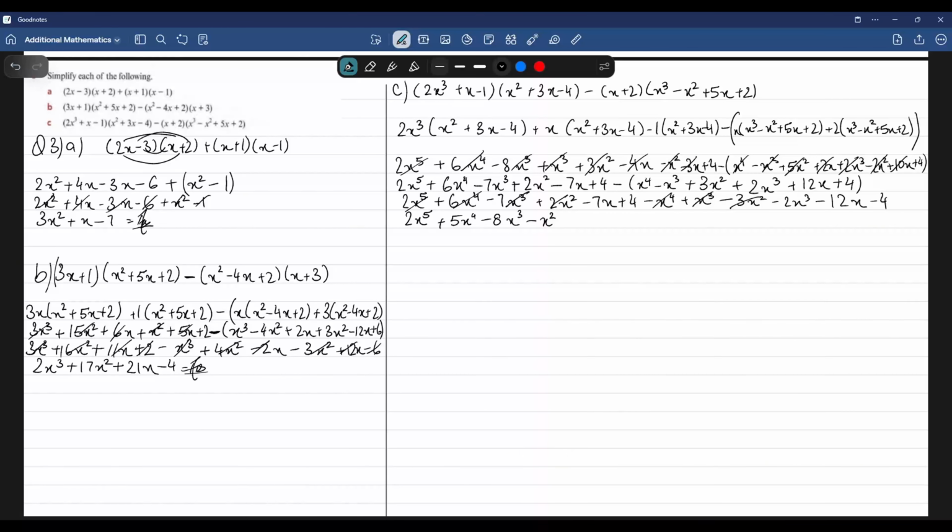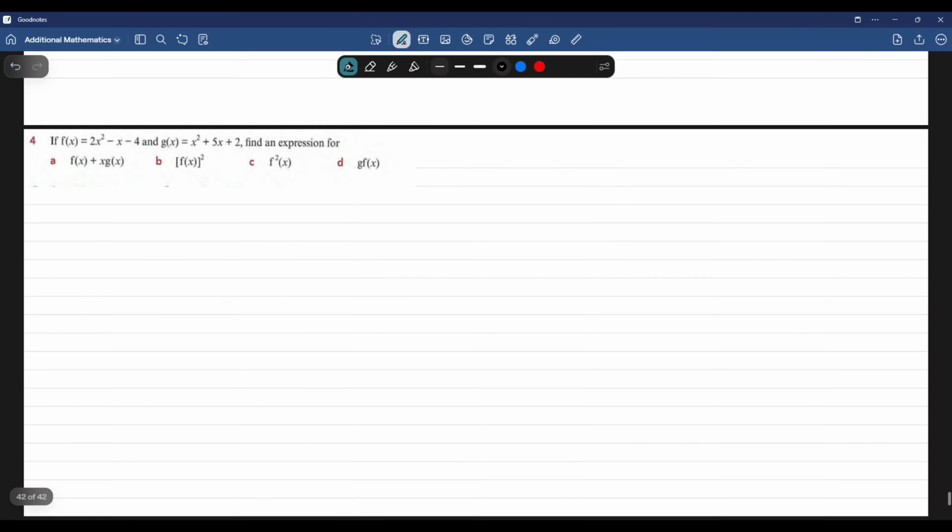Where were we? 2x squared minus 3x squared would give us negative x squared, and then negative 7x minus 12x would give us negative 19x. Minus 4, positive 4 cancels down. So I think this should be your answer. Our answer is supposedly 2x raised to power 5 plus 5x raised to power 4 minus 8x cubed minus x squared minus 19x. And it is exactly that.